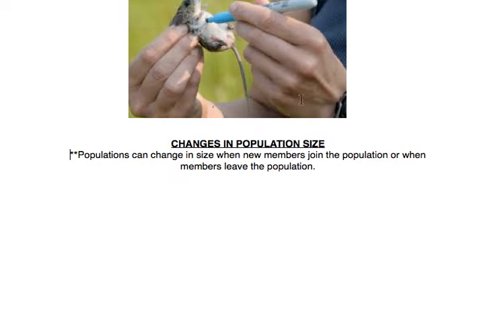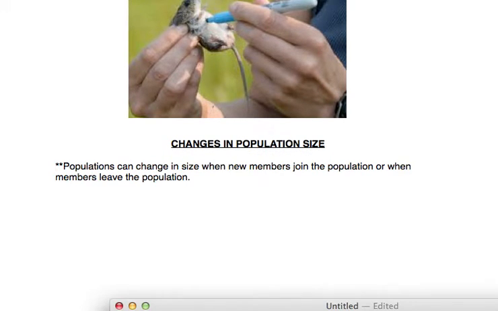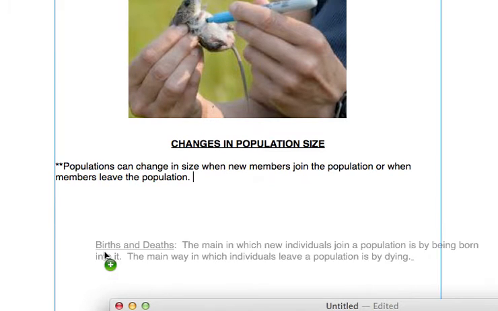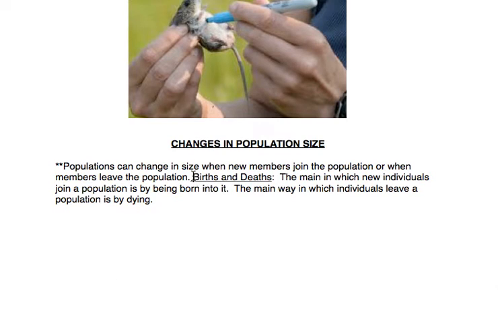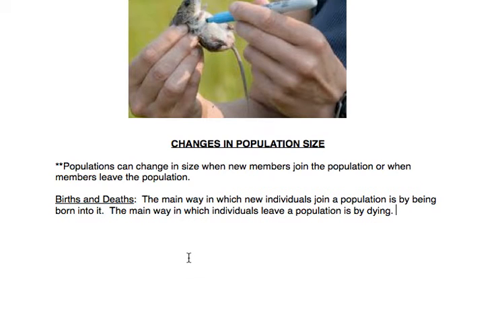Okay, so how do things grow? Well, by getting more things. How does a population shrink? By losing some of those things. The two main ways that individuals join and leave a population is by birth and death. Okay, so births and deaths. The main way in which new individuals join a population is by being born into it, and the main way in which individuals leave a population is by dying.